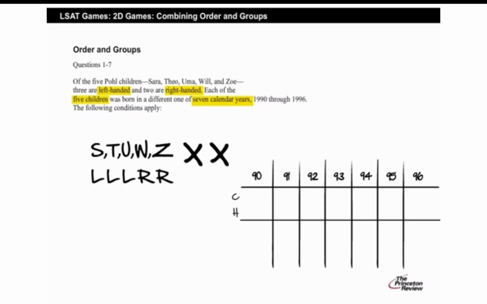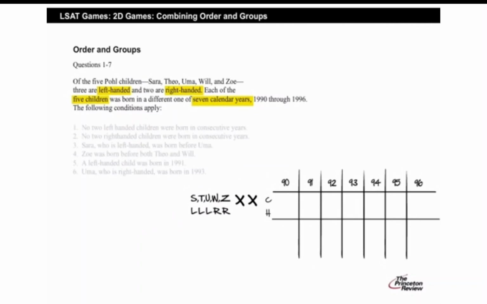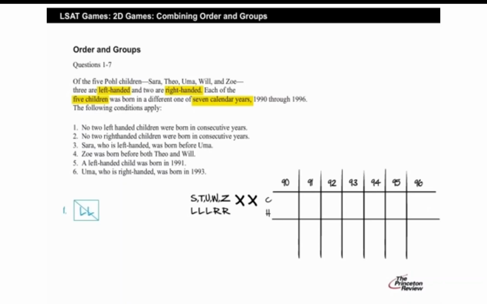Now that you have the diagram in inventory, it's time to symbolize the clues. The first clue is that no 2 left-handed children were born in consecutive years. This is a standard anti-block. You can't have 2 L's in a row. The second clue tells you that no 2 right-handed children were born in consecutive years. So that gives you an RR anti-block.